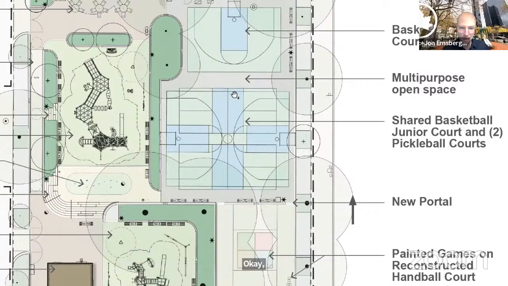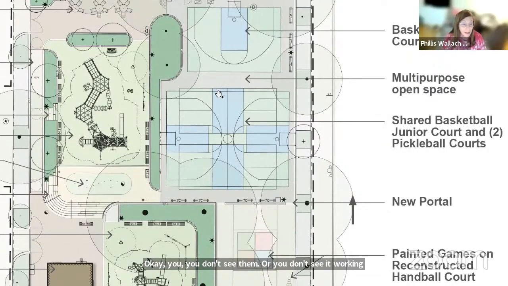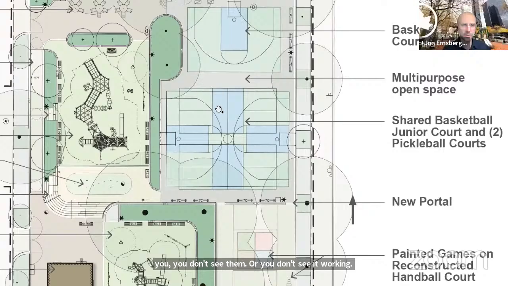You don't see them, or you don't see it working? The kitchens painted on here. I don't see. You don't. Maybe that's why I was wondering if I could help with that. Okay. So the rectangle that I'm highlighting now with my mouse, that is the kitchen for one of the two pickleball courts. It runs east-west. And so this is one pickleball court here.